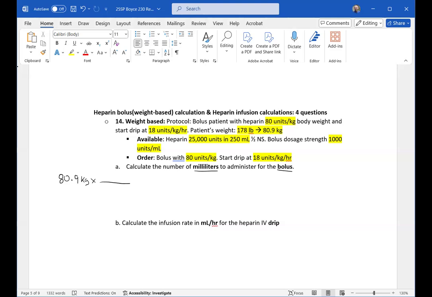So what was our bolus information? 80 units per kilogram, right? So that's what I'm going to do. I'm going to put 80 units per kilogram.